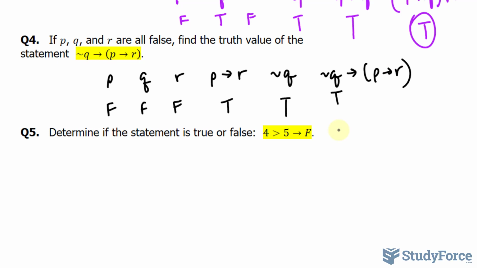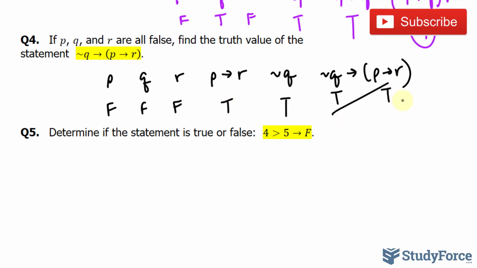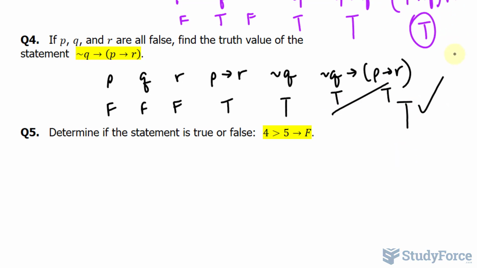Now we have to find out if that is true. If it's true, then this condition is true. If it's false, then the whole thing is false. Is that true? It is. If true, then this whole thing is true. The truth value of the statement is true.